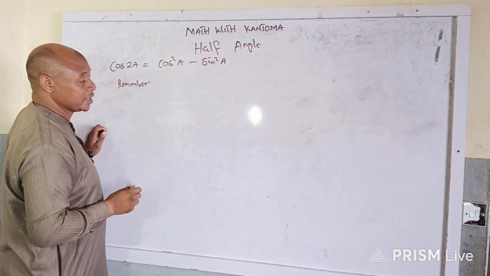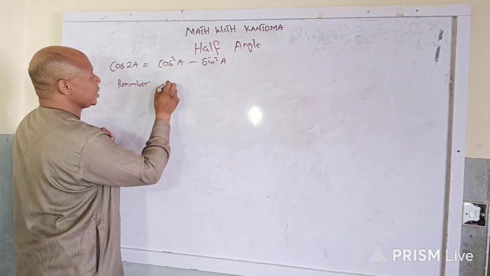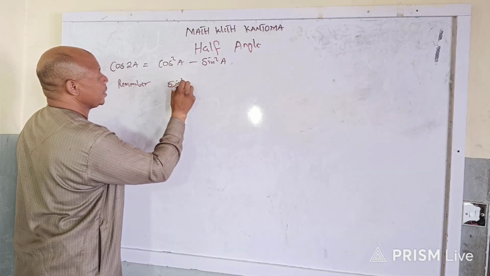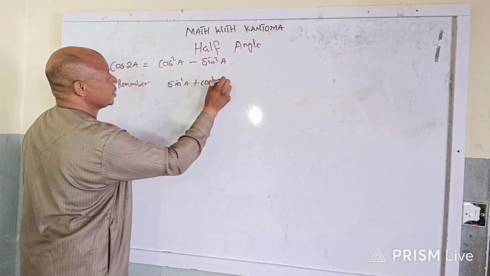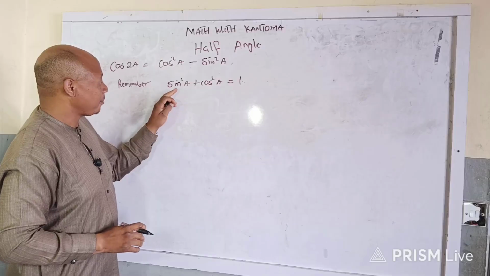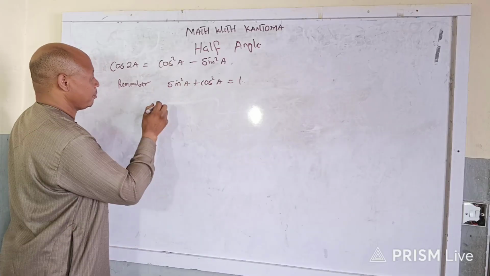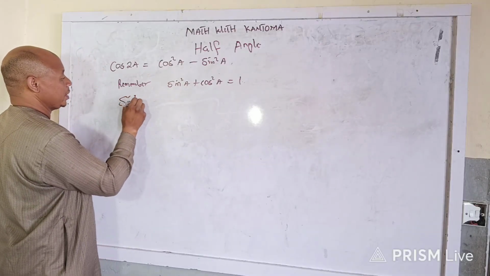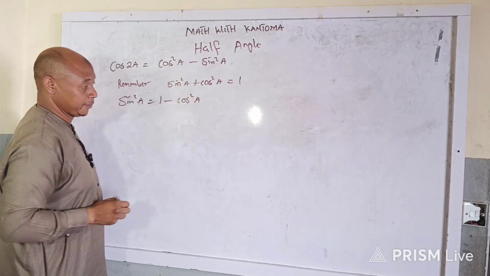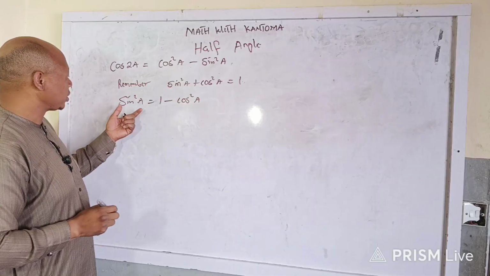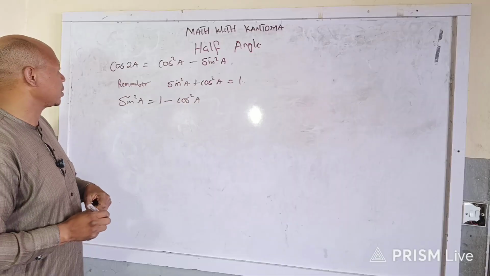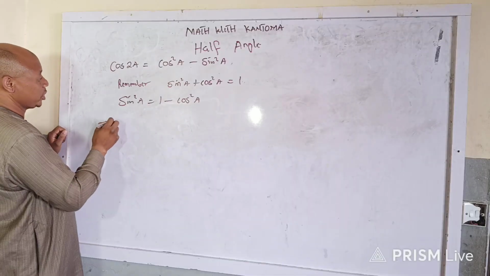So now from this I can substitute the value of sine square a. Remember from first identity equation where we said sine square a plus cos square a is equal to 1. So now I can make sine square a the subject by saying sine square a is equal to 1 minus cos square a, right? So now substituting the value of sine square a in this double angle for cos 2a.